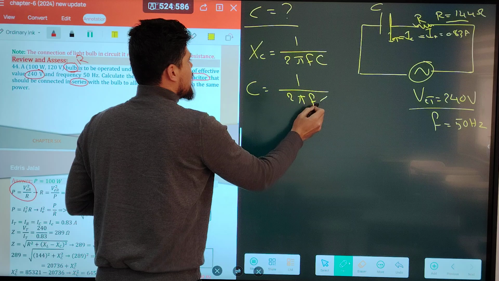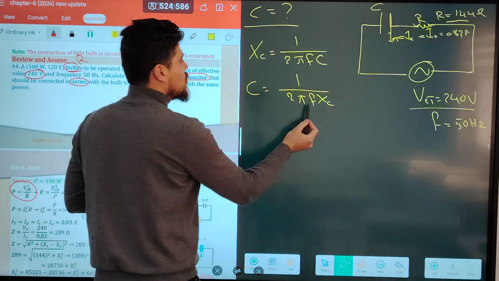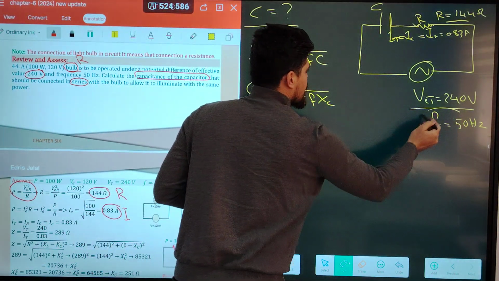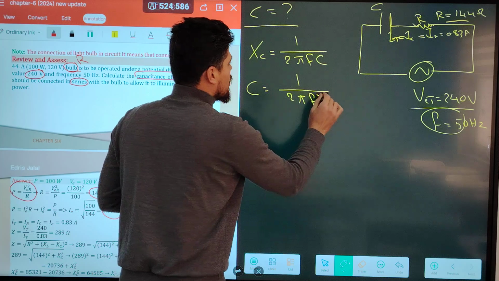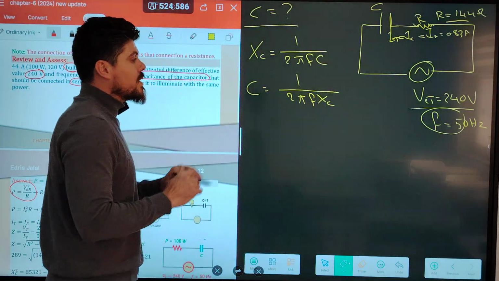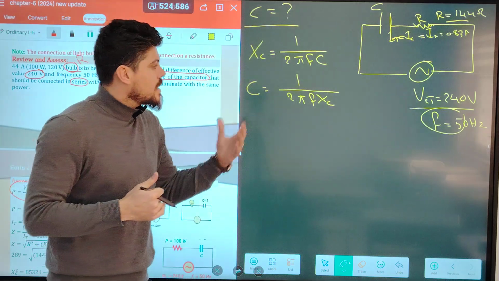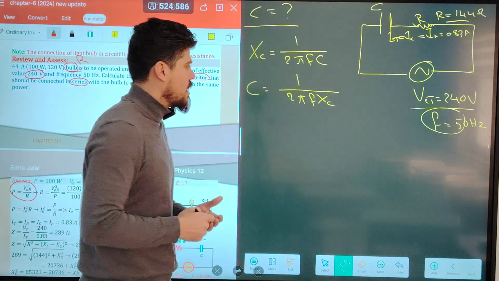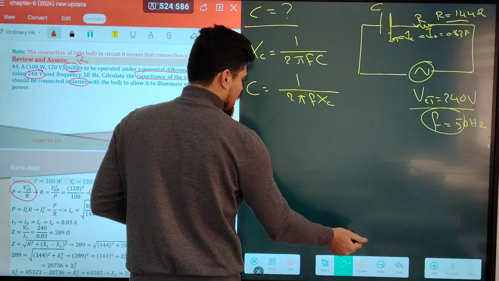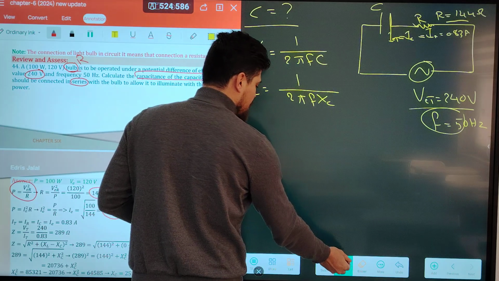C is equal to 1 over 2 pi F XC. Do we have frequency? Yes. Do we have XC? No, we don't have XC. Without XC, we cannot find the capacitance of the capacitor. So that is why we have to try to find XC. How? By using the relation of total impedance.